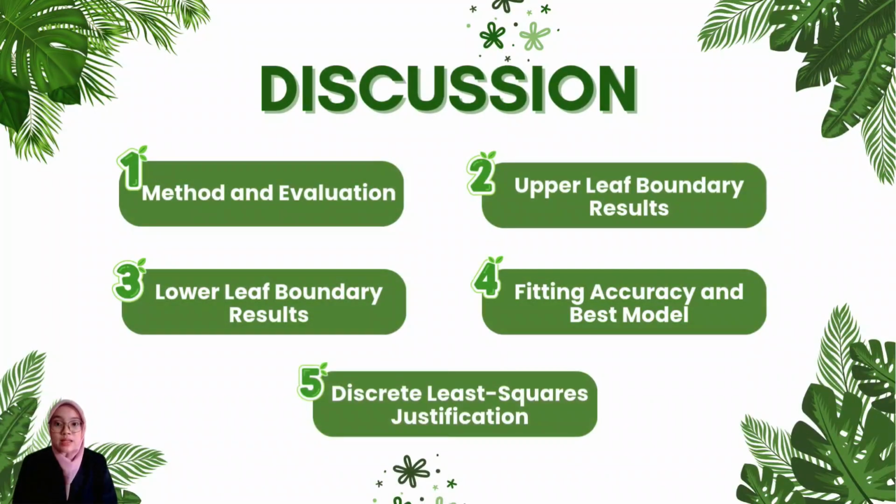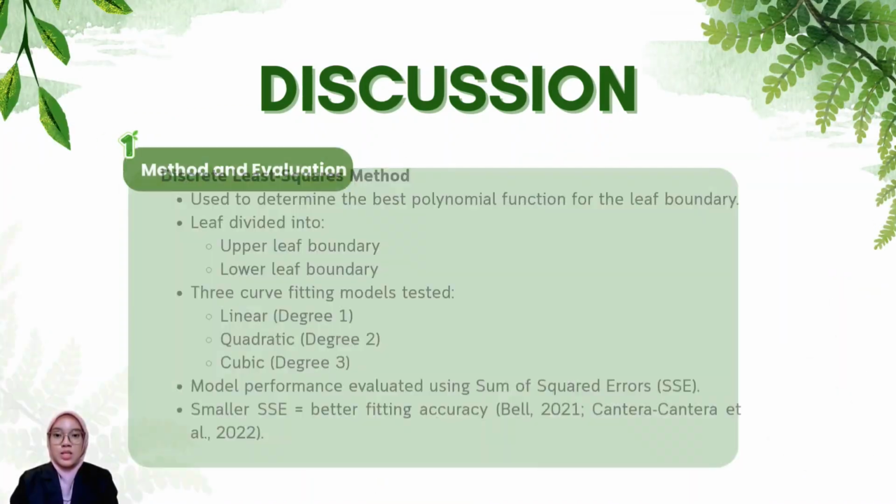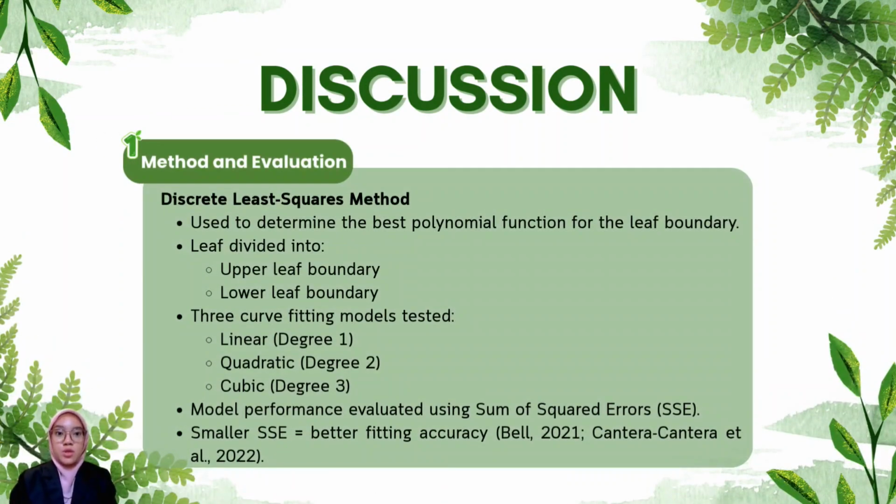So here we will discuss the method and evaluations, upper and lower leaf boundary result, fitting accuracy and best model, and the last one is the discrete least square justification. So in this study, the discrete least square method was used to find the polynomial function that best represents the leaf boundary. The leaf was divided into two, which are the upper and lower leaf boundaries, and three models were tested: linear degree 1, quadratic polynomial degree 2, and also cubic polynomial degree 3.